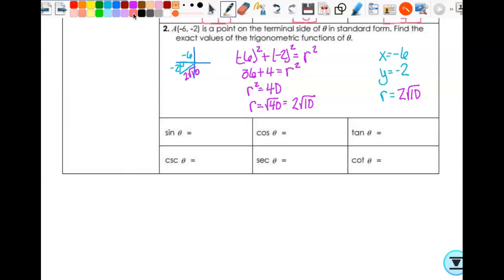Sine theta is y over r. So that is -2 over 2 square roots of 10. Need to rationalize this, so the 2's cancel out. I'm left with a 1 in the numerator. And when I rationalize, that would give me negative square root of 10 over 10.